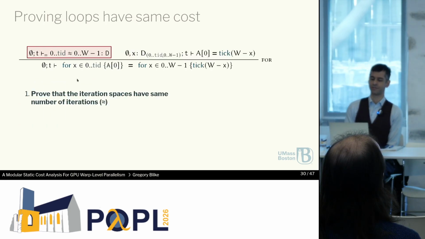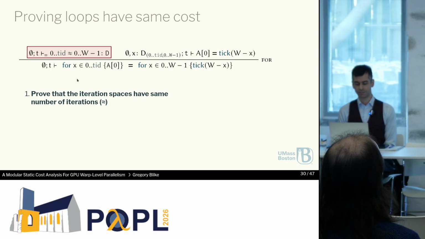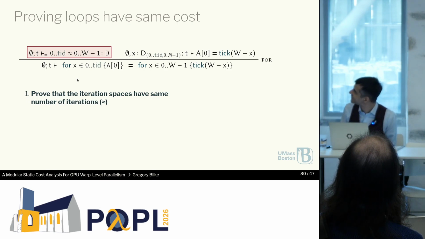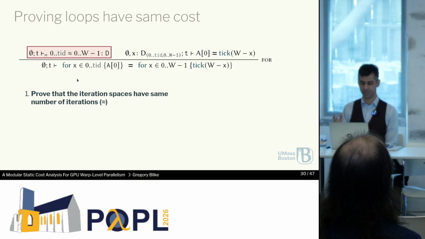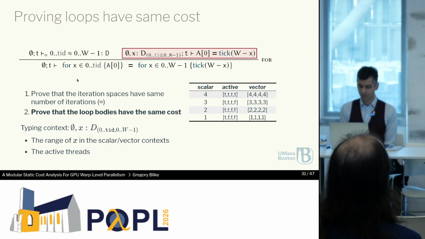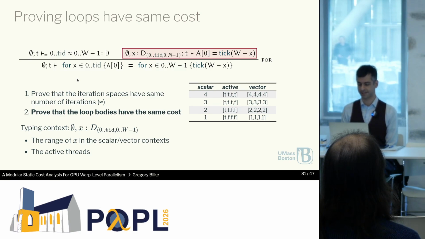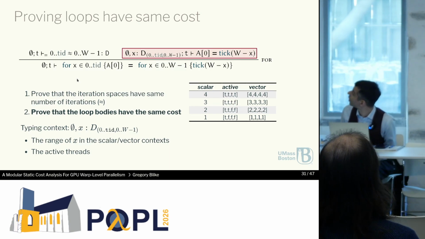So what does it take to prove that those loops have the same cost? We need to prove that the iteration spaces have the same number of iterations. And in this case, we also see that it is of type D, divergent, meaning the threads are not all the same at the same time, which would be a uniform thread. We also need to prove that the bodies have the same cost. In this case, we have a subscript for that divergence for the ranges where X holds this divergent property, and the cost relation between them.